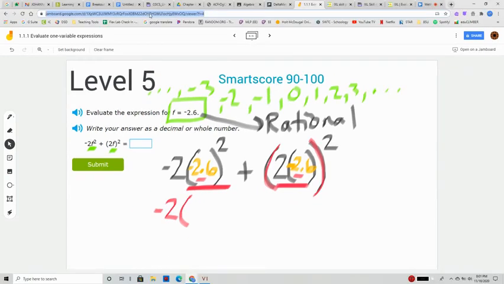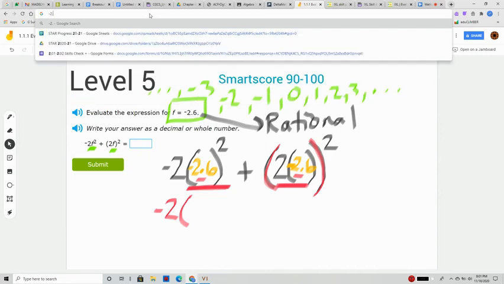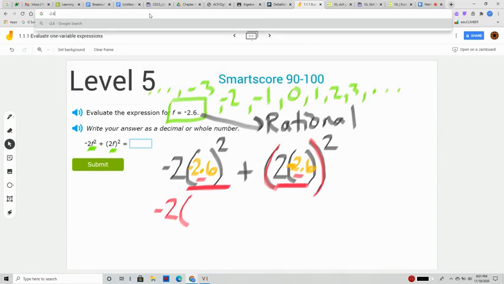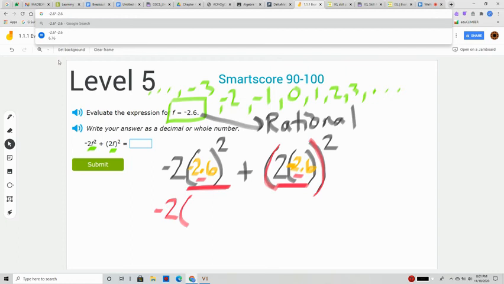I'm going to type that in here. You can type -2.6 to the second power. I know that means -2.6 times another -2.6, which is +6.76. Okay, so that's 6.76. Again, and that makes sense that it's positive because it's a negative times a negative.